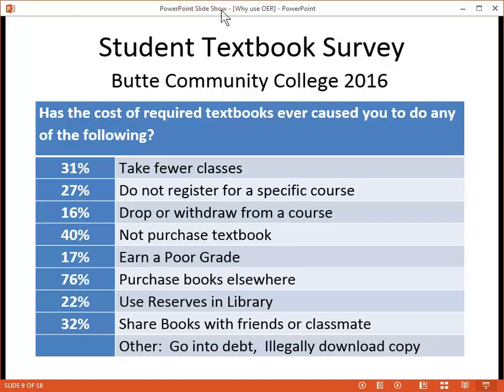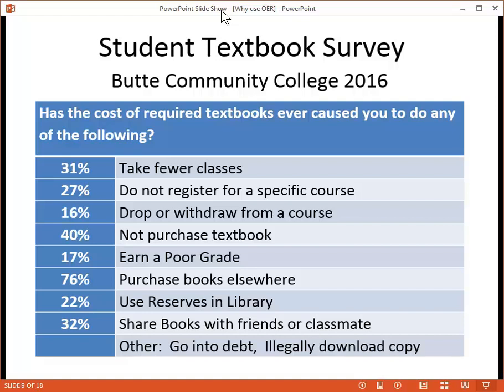27% say they don't register for a particular course because of the cost of that textbook. So students are making choices on what to register for based on the textbook cost. 16% said they drop or withdraw from a course because of the book. 40% say they attempt the course but do not purchase the textbook. And 17%, so almost half of those, say they earn a poor grade, which is hardly surprising. If the textbook is important, if you don't have it, odds are you're not going to do as well.